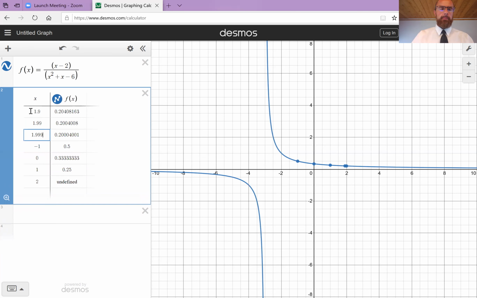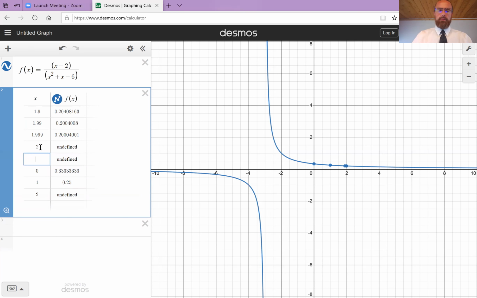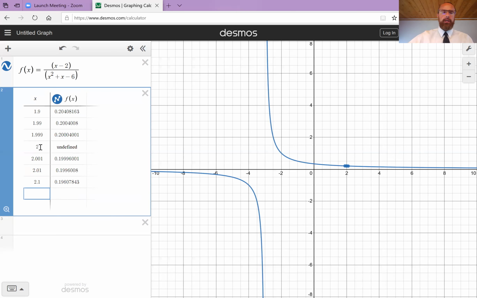And then we want to put the 2 right there. Remember that was undefined. And then 2.001, 2.01, and then 2.1. We can clear out that last one. So I'm going to record these values, and what we're looking for is, as we get real close to 2, can we predict what that number would be if it hadn't fallen out of the function?